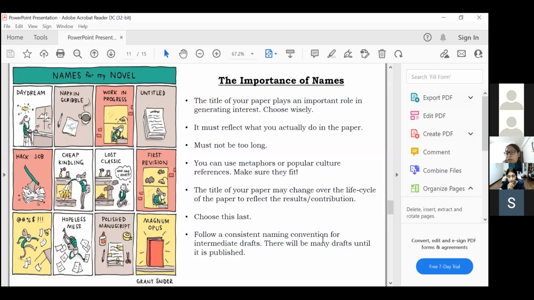So whatever works for you, choose a naming convention for the drafts, because trust me, there are going to be many drafts on your computer until you submit the paper somewhere. Sometimes the paper will come back rejected and then you have to redo it and there'll be more drafts. So follow a consistent naming convention for the sake of the future you, so that you don't get confused. Right. So, the importance of names: not just the title of the paper, but also the file and how you name it.